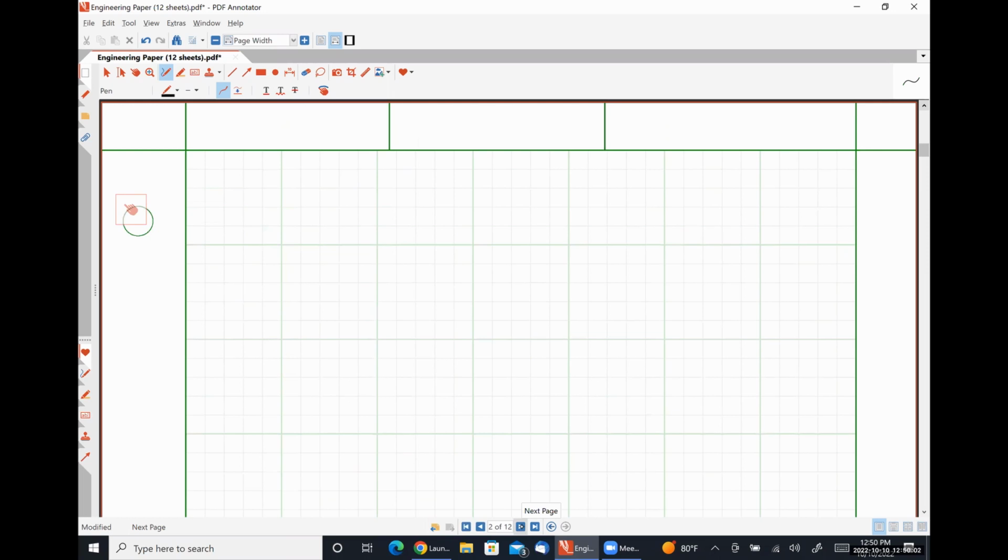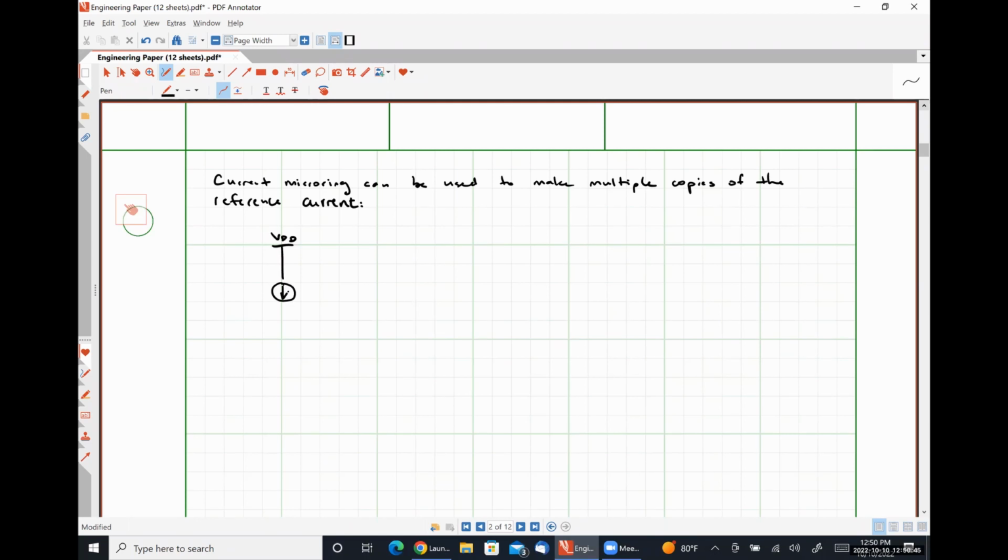All right. So let's go to the next page here. Current mirroring can be used to make multiple copies of the reference current. So if we had the following circuit, here is our basic current mirror.